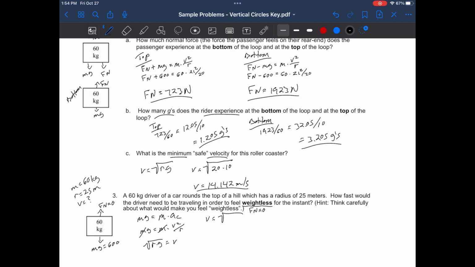Totally fine. So the velocity is equal to the square root, the radius is 25, g is 10, so the square root of 250. And what is that square root of 250? Should be more than 14, right? 15.811 meters per second.